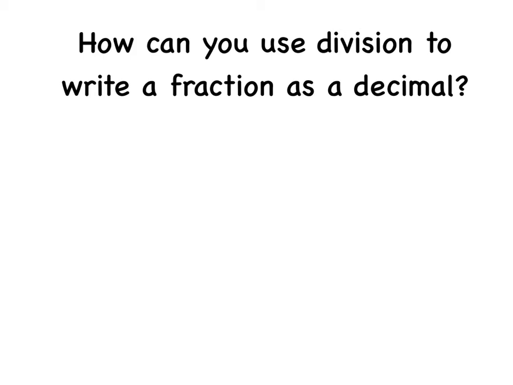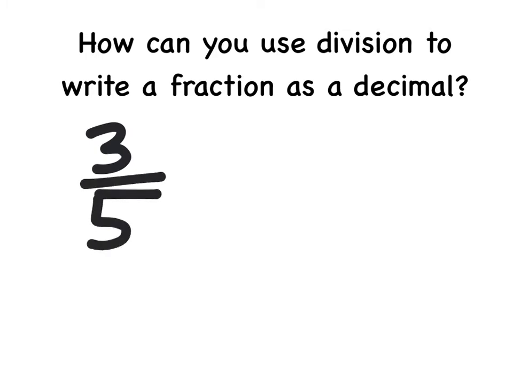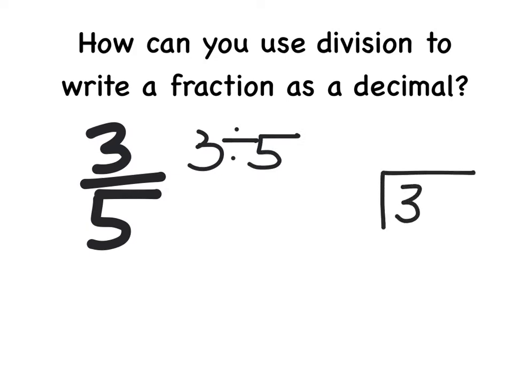For example, if I have the fraction 3/5, I can use division to write this as a decimal. 3/5 also means 3 divided by 5. So I'm going to divide 3 wholes by 5, which seems a bit crazy. People might think that you're not allowed to do that, but really you can.